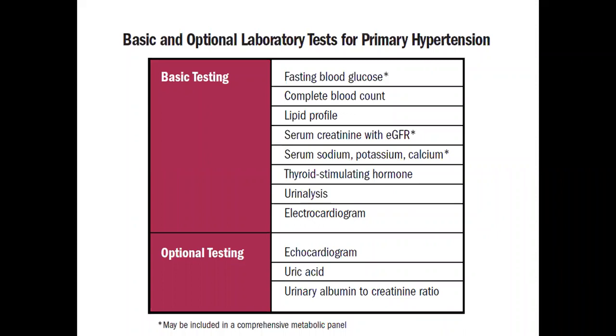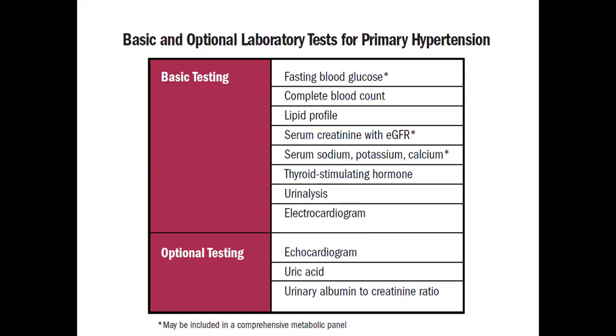Similarly, you should send for the blood count, look at the lipid profile, as well as serum creatinine with a calculation of the eGFR, the estimated GFR, to look for target organ damage. Similarly, we should look at the potassium, calcium, and sodium levels, because they are related to hypertension. As well as thyroid stimulating hormone should be checked, because hypothyroidism and hyperthyroidism both can cause hypertension.